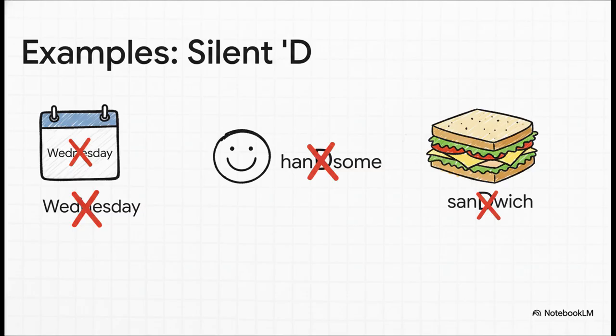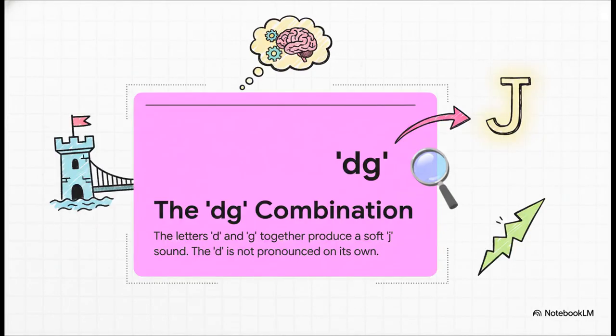We say handsome and sandwich. The D just completely vanishes. Okay, here's a special little quirk with the letter D. When you see D and G side by side, they team up to make a soft J sound, just like the letter J. So in words like edge, knowledge, and bridge, the D isn't really pronounced on its own. It's just there to help make that final J sound.